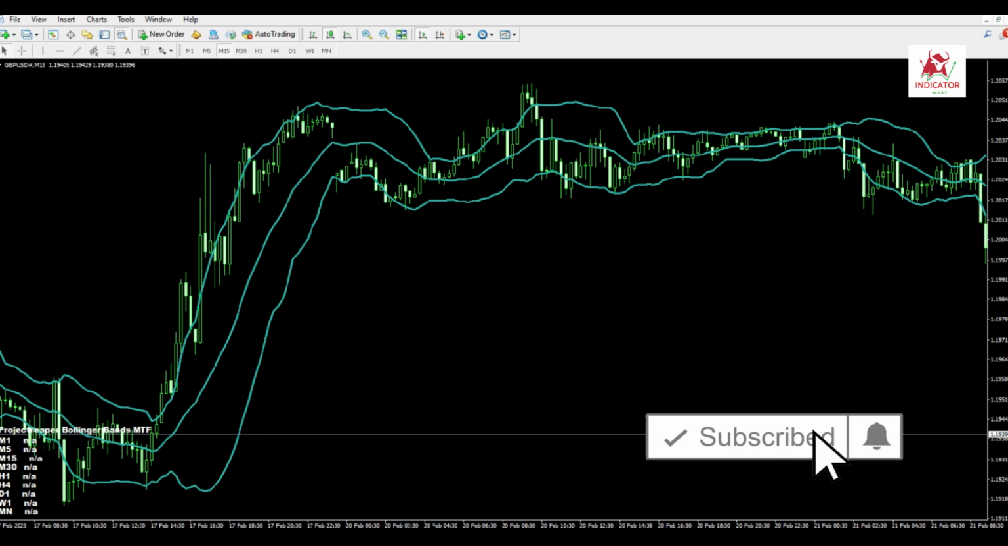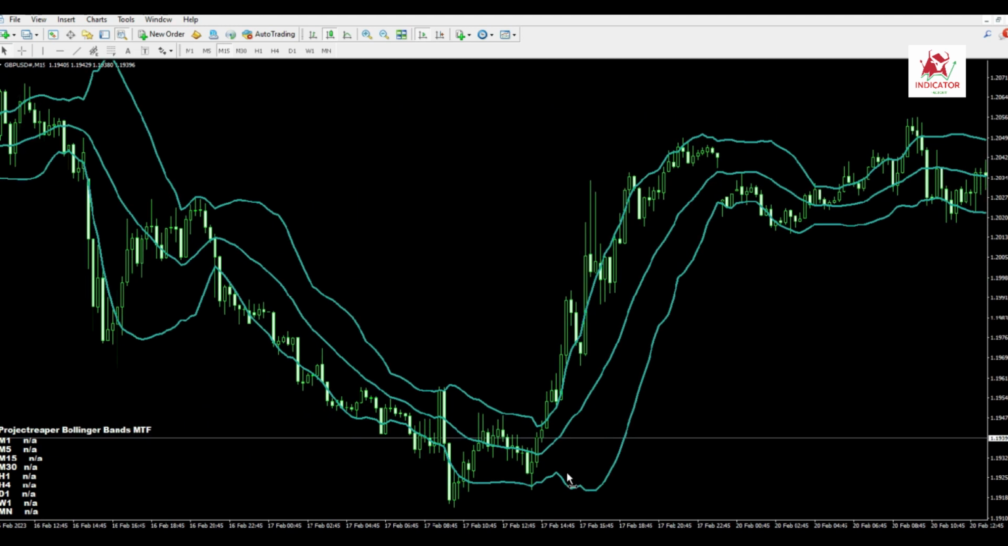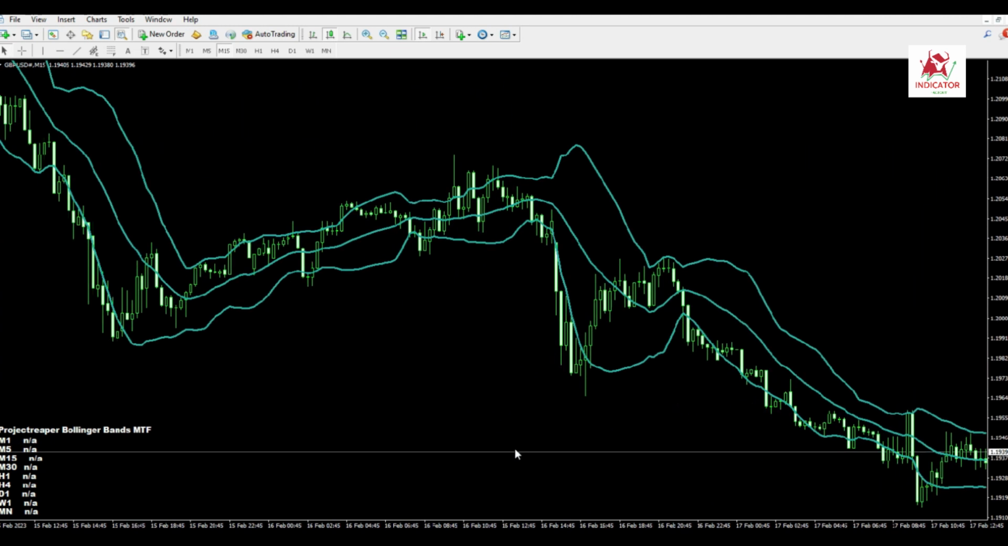It's highly recommended to use this indicator together with a trend following indicator. For example, the 100 EMA would fit. Only trade in the direction of the overall trend. Price above the 100 EMA? Only trade buy signals from the SVE Bollinger Band MTF indicator. Price below the 100 EMA? Only trade sell signals from the SVE Bollinger Band MTF indicator.